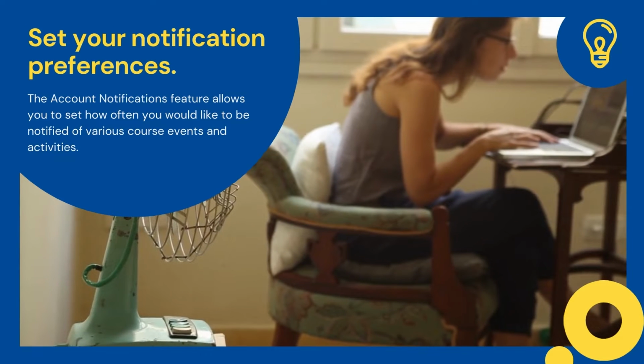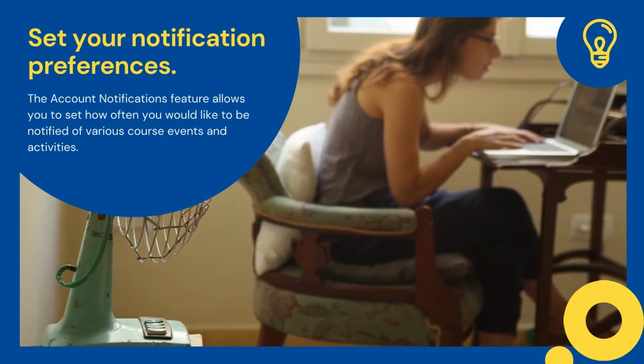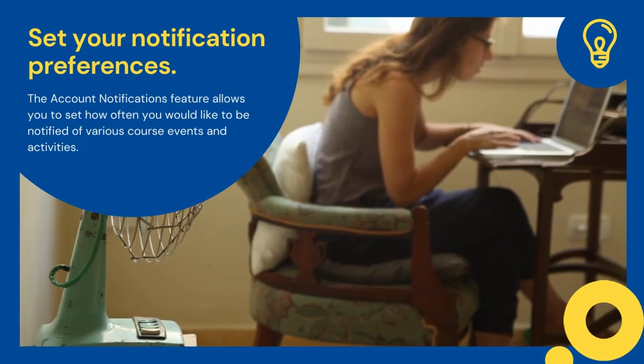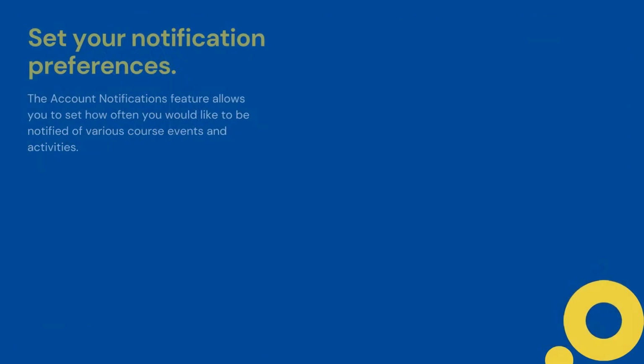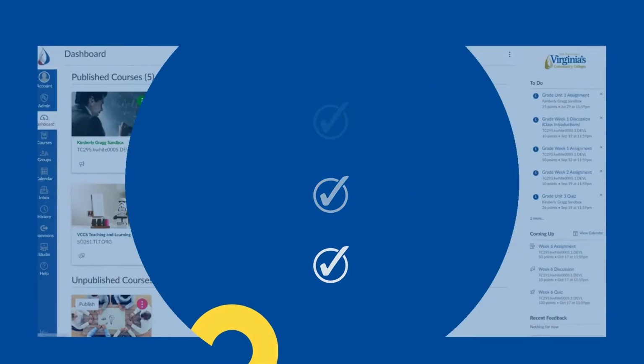Number 3. Set your notification preferences. The account notifications feature in Canvas allows you to set how often you would like to be notified of various course events and activities. You can choose to receive notifications right away, daily, weekly, or not at all.